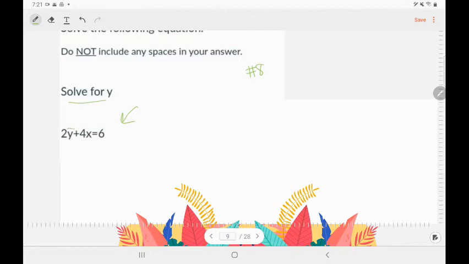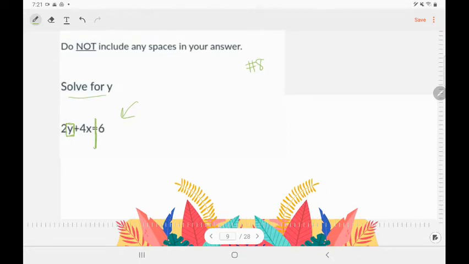The first step is to identify what you want to solve for. I put a box around it so that it's clearly marked. I draw a line down my equal sign to see what it is that I need to get rid of. And on the left-hand side, I need to get rid of the 2, and I need to get rid of the 4x. This is just like solving any equation.